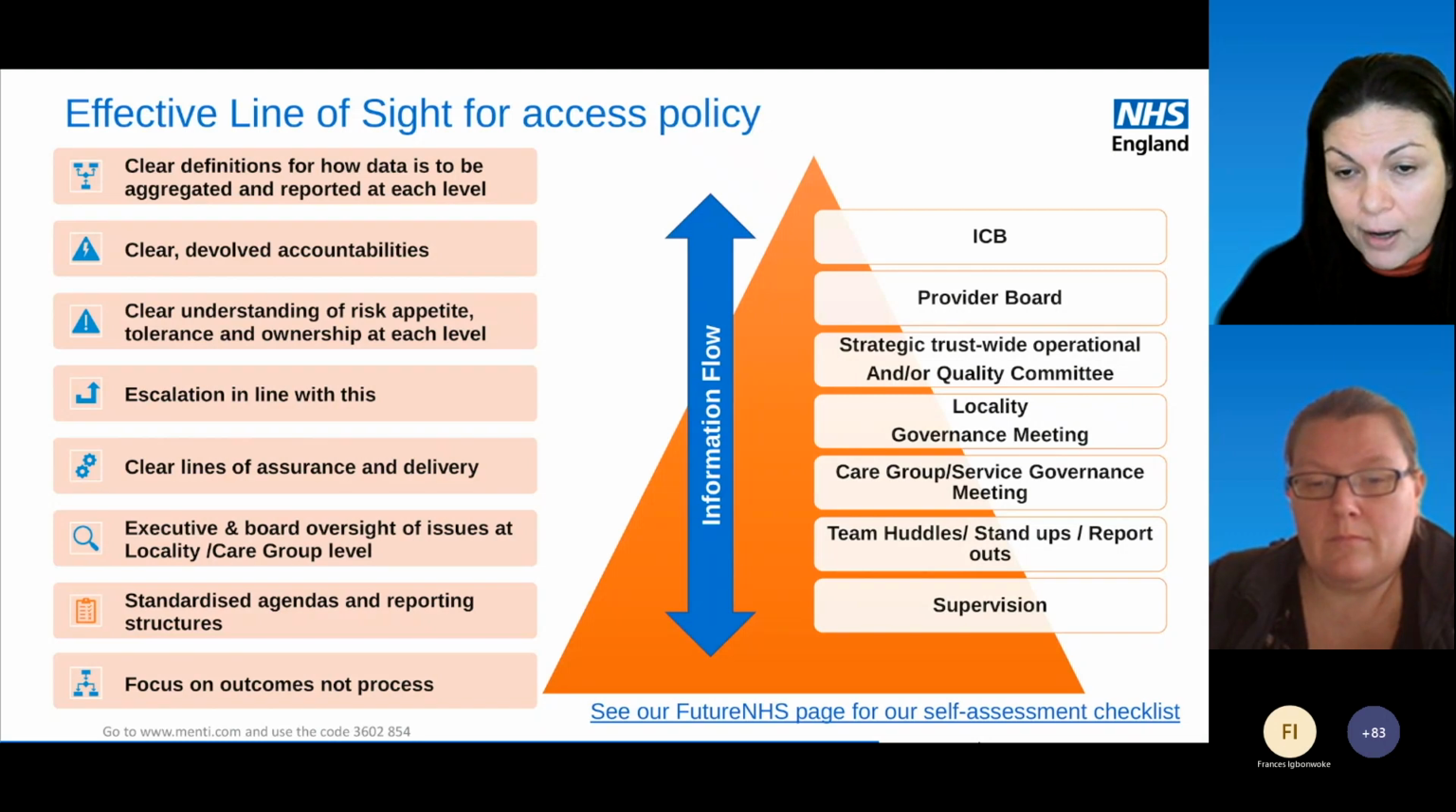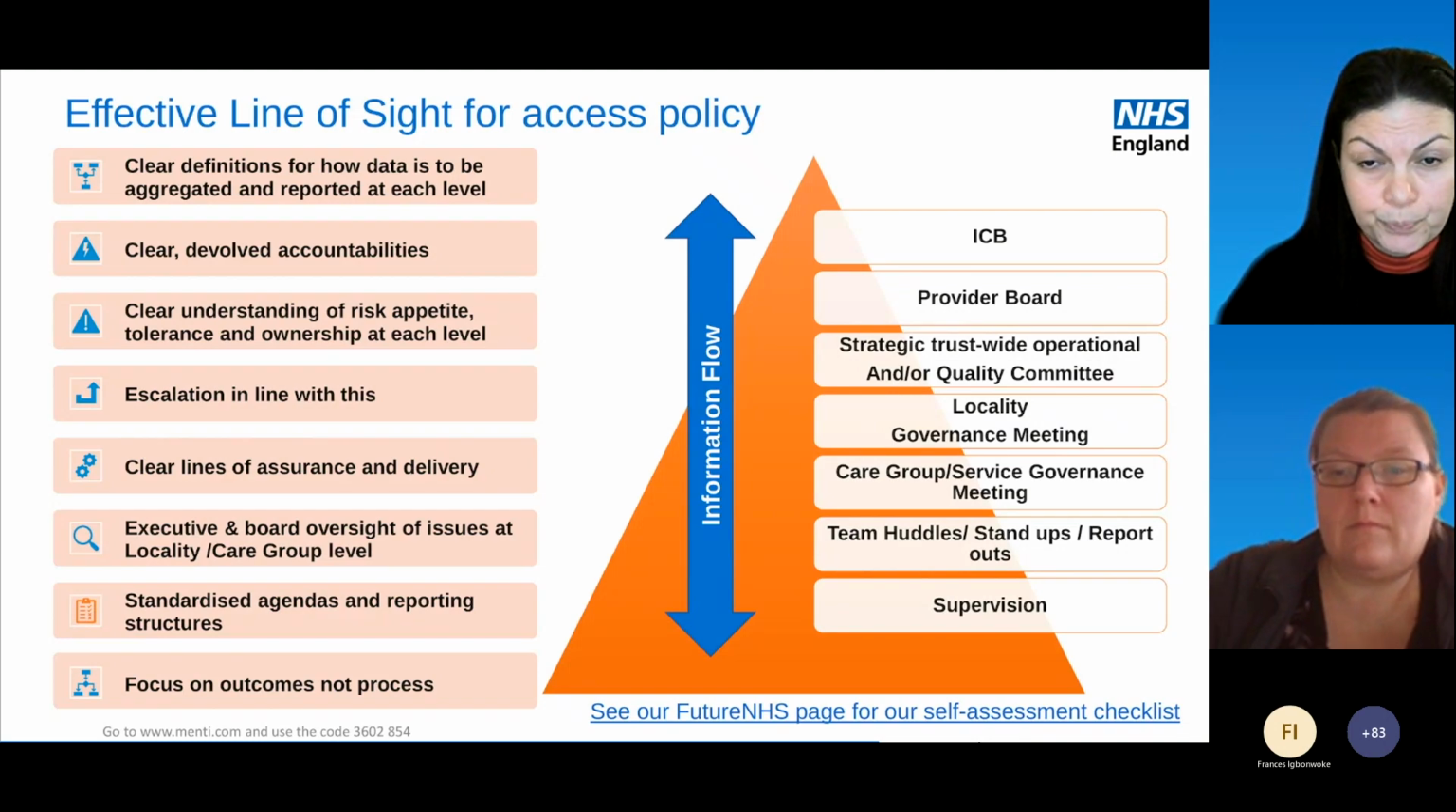So we have a self-assessment checklist on our Future NHS page that can really help with this, because it breaks it down and is really helpful. So we encourage you to have a look at it. Next slide, please.